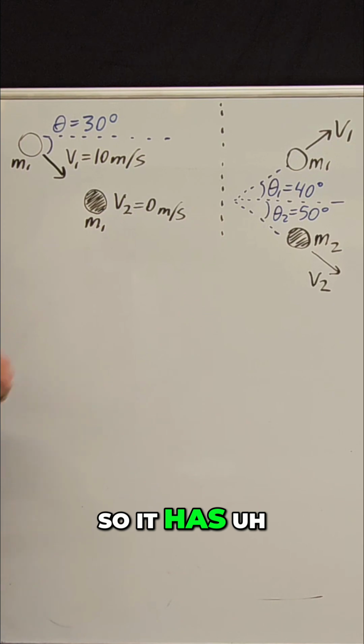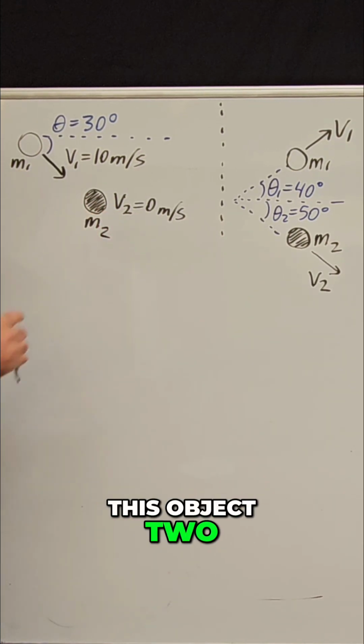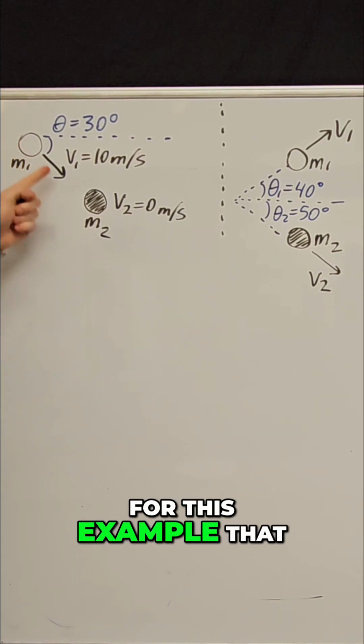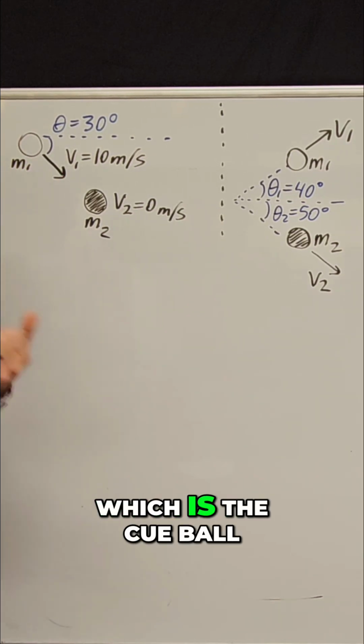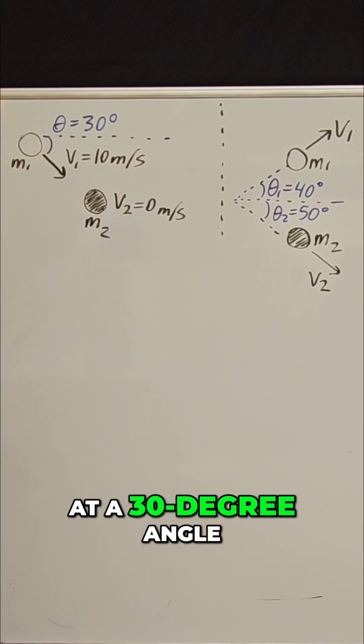Let me label this as M2. So we're going to call this object 2, and its velocity is 0 meters per second. And we're going to say for this example that object 1, which is the cue ball, has a velocity of 10 meters per second. So we hit it at a 30-degree angle.